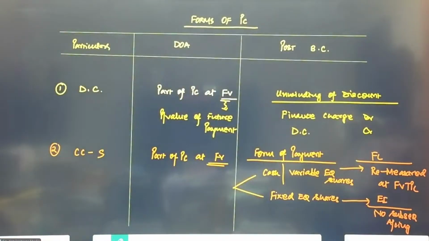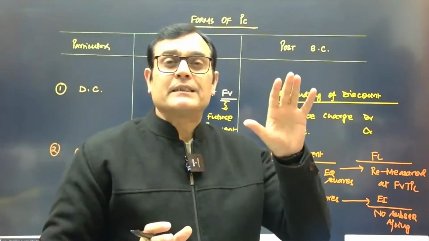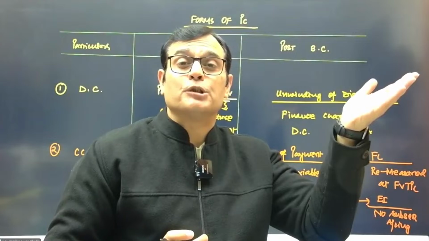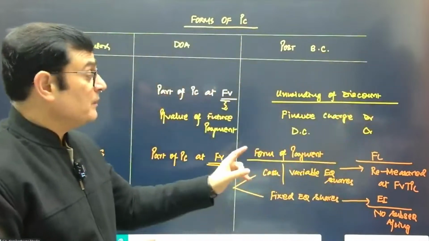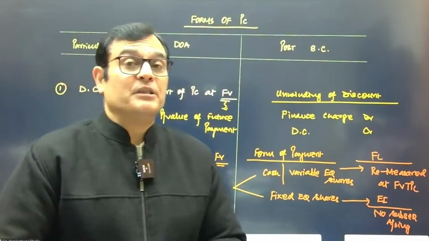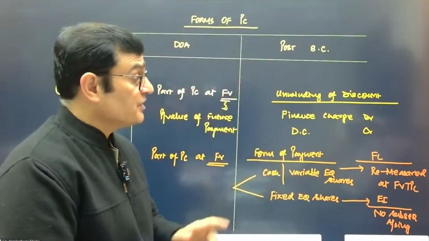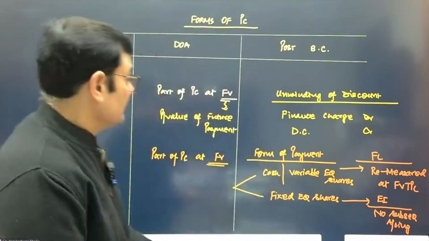I hope, friends, I am very clear with the picture. I hope you got the inputs very clear. That when it is a DC unwinding in the post-business combination period, CCS depends upon the form of payment. If it is cash or variable shares, it is a financial liability remeasured at fair value through P&L. And if it is a fixed number of shares, it is an equity instrument, no subsequent remeasurement.